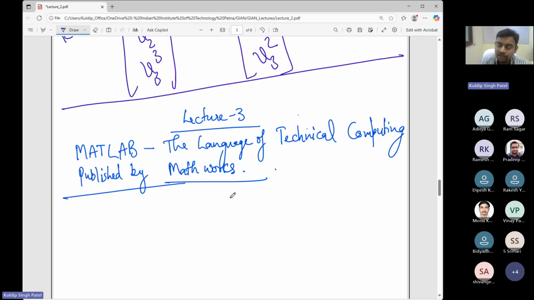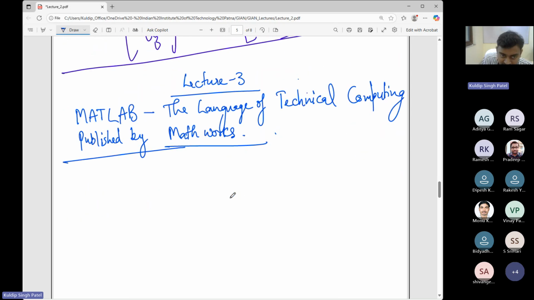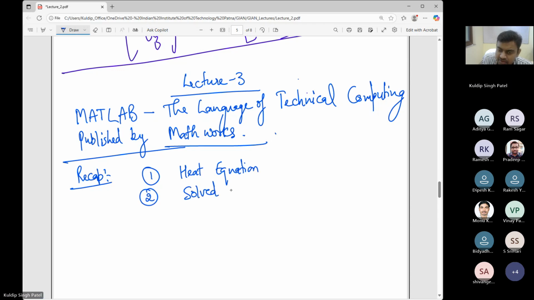See, what we did yesterday, a recap technically: we took the heat equation and solved it using finite difference approximations, the finite difference method.